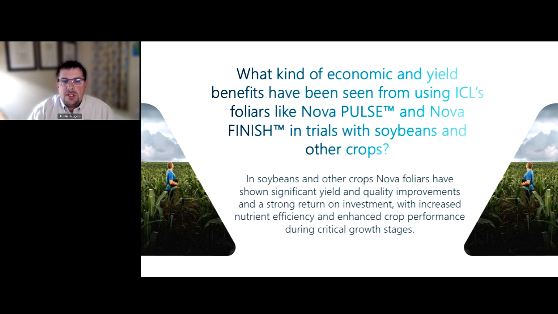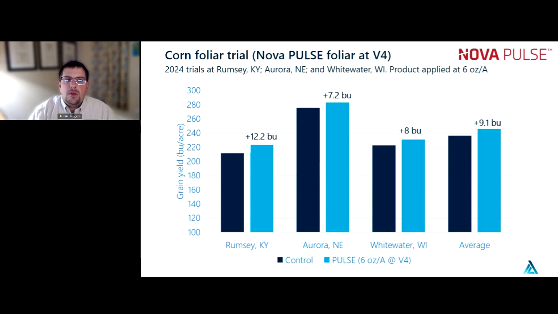With that, we're going to transition into some trial results. So Christy did a good job of outlining some of our main products that we're excited about, like Nova Pulse, Nova Finish, and Nova Flow. We're going to highlight trial results from these particular products, including Nova Flow on corn, soybeans, and cotton as well. So with that, Christy, would you introduce us to some of the corn trials that we've done over the last couple of years, particularly focused on Nova Pulse, but also Nova Flow as well?